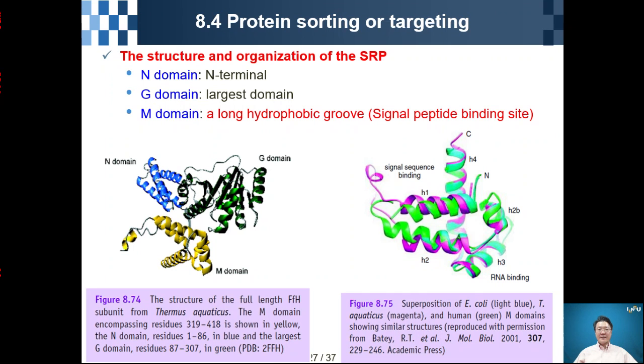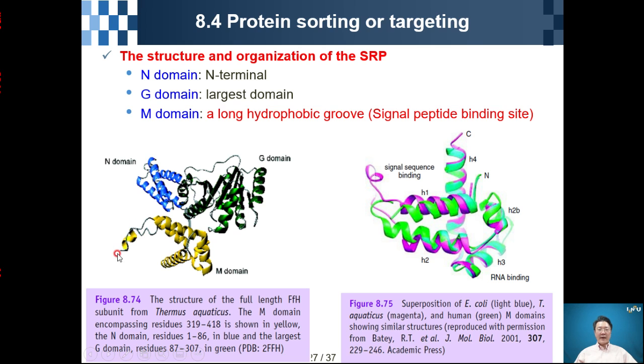In this slide, I will explain the structure and organization of the SRP. SRP is composed of the N domain, the G domain and the M domain. The N domain is located at the N terminus, and the G domain is located in the middle. This is the largest domain, and the M domain is located at the C terminus. Especially, the M domain has long hydrophobic groups.